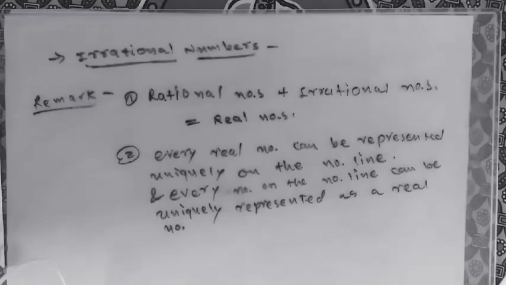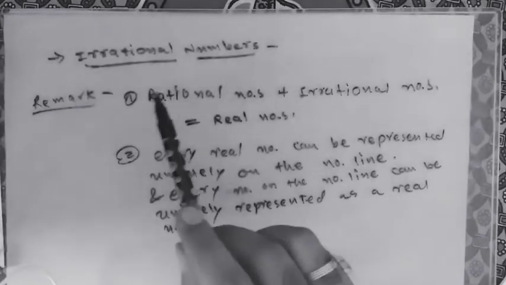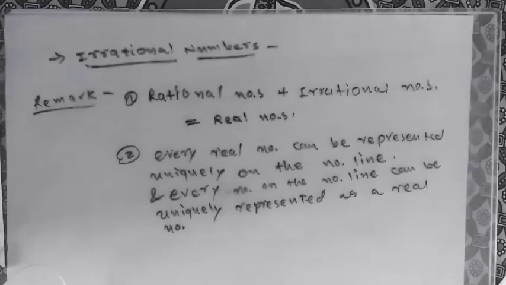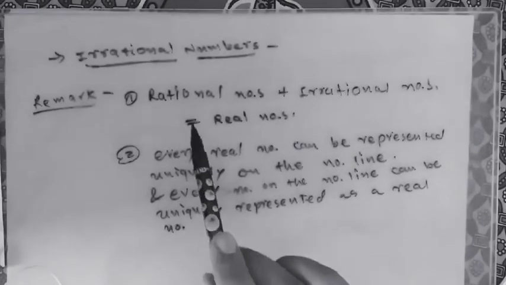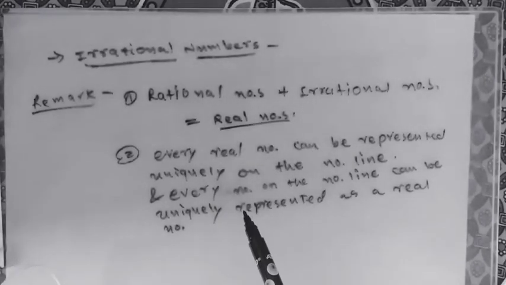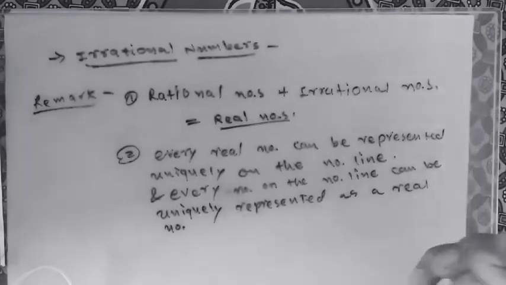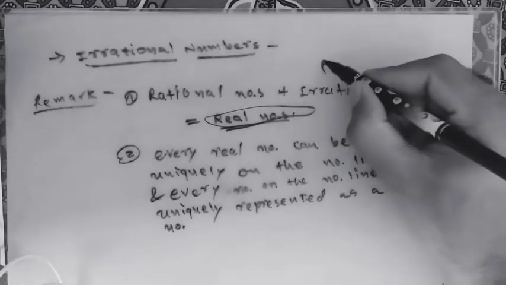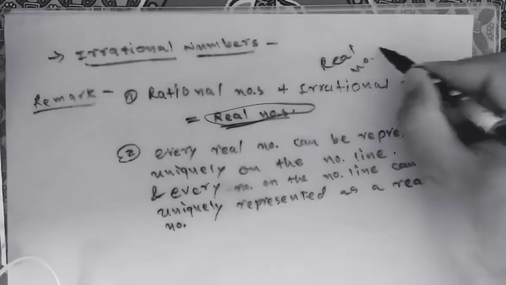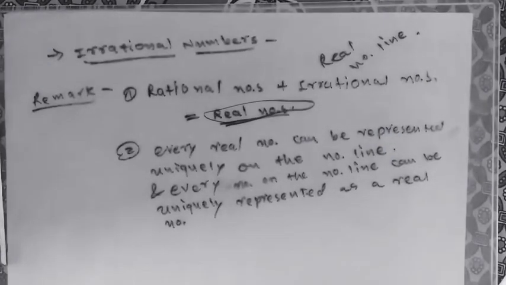Now we take some remarks, as by observing the numbers on the real number line, we get the following remarks. First, rational numbers plus irrational numbers gives real numbers. So we can say that when we combine rational numbers and irrational numbers, we get all the real numbers. That's why the number line is also called as real number line.